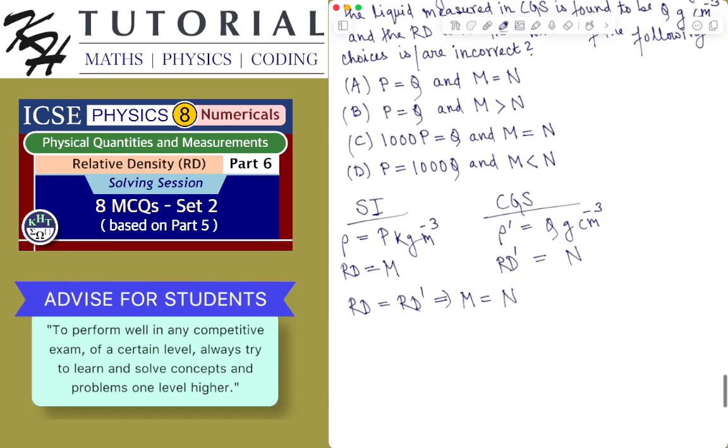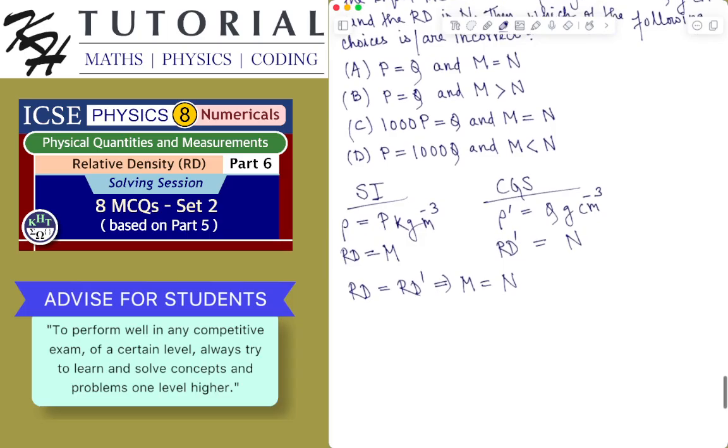Now, also, definitely, the value of density will be different if you consider the SI system and the CGS system. So, in the SI system, the density is given to be P kilogram per meter cube. Now, if I convert this value of density in the SI to the CGS unit, P kilogram per meter cube will be equal to P multiplied by 10 to the power minus 3 gram per centimeter cube.